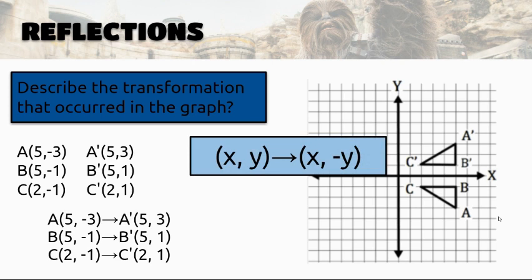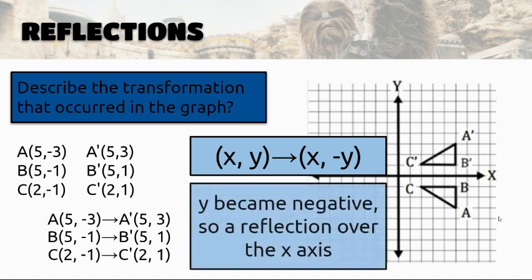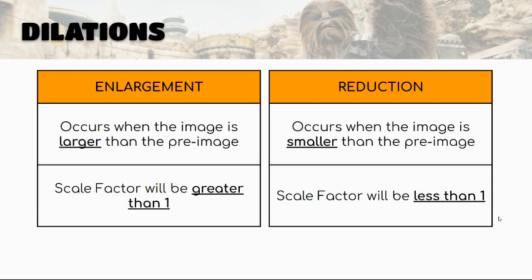Remember, with reflections, you're always making the opposite point negative. Y became negative, so it's a reflection over the x-axis. You can also see that the image is flipped over the x-axis.